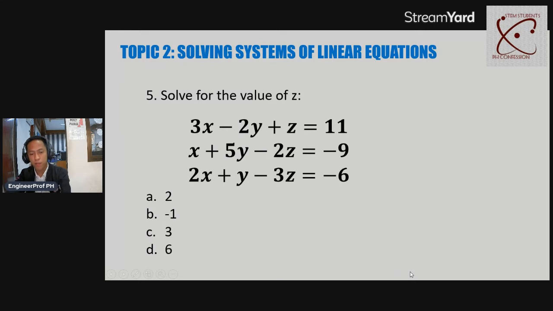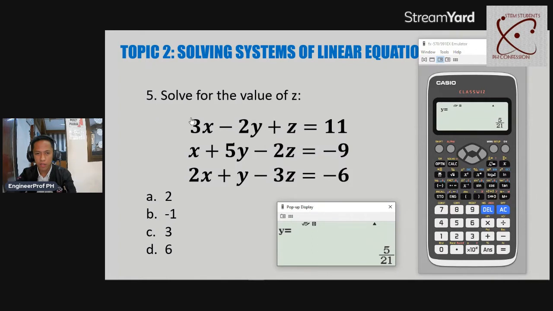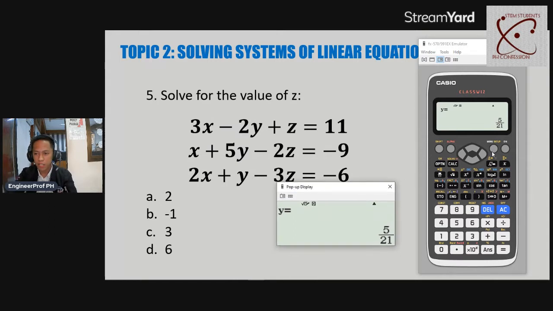So proceed tayo sa fifth problem. So open your calculator again. And for this problem, we have solved for the value of z. So x, y, z na ibig sabihin, simultaneous equation, pero yung ating required here is only z, pero meron tayong three equations, three unknown. Okay, so 3x minus 2y plus z equals 11, x plus 5y minus 2z equals negative 9, and we have here 2x plus y minus 3z equals negative 6. Okay? So, input lang natin sa ating calculator.